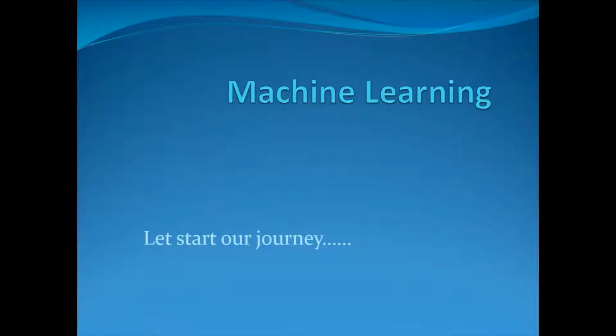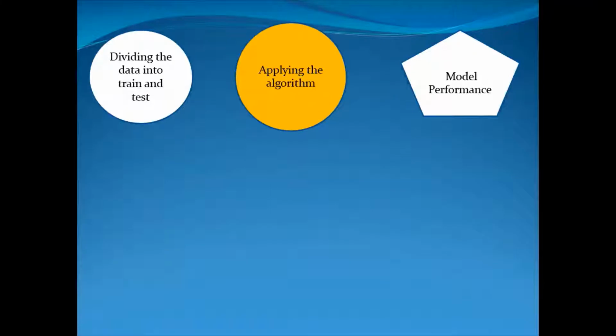Let's start our journey. In the previous video, we talked about machine learning basic steps. In that, one of the parts was dividing the data into train data and test data, applying the algorithm to train data and evaluating the performance on the test data. We also talked about what is regression and classification. Regression is used for predicting a continuous variable like price, whereas classification is used for predicting categories or classes.